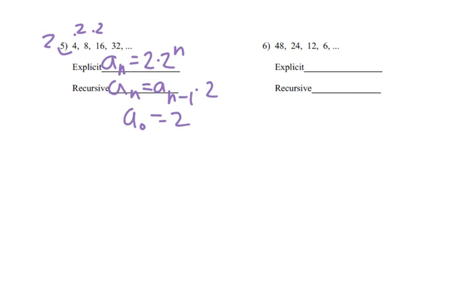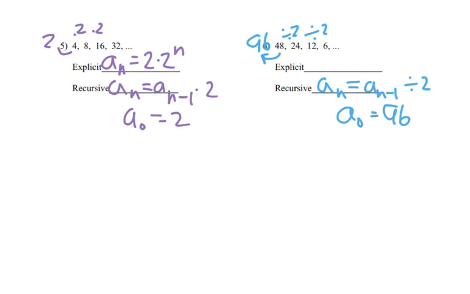All right. 6. Now this one's different, right? Because now we're getting bigger and going smaller. Okay, so 48 to 24 to 12 to 6, looks like we're dividing by 2. Okay, so my recursive, that's fine to write a sub n equals a sub n minus 1 divided by 2. We know what that means. Okay, and so a sub 0, if we're going backwards, 48 doubled would be 96. And 96 divided by 2 gives us 48.